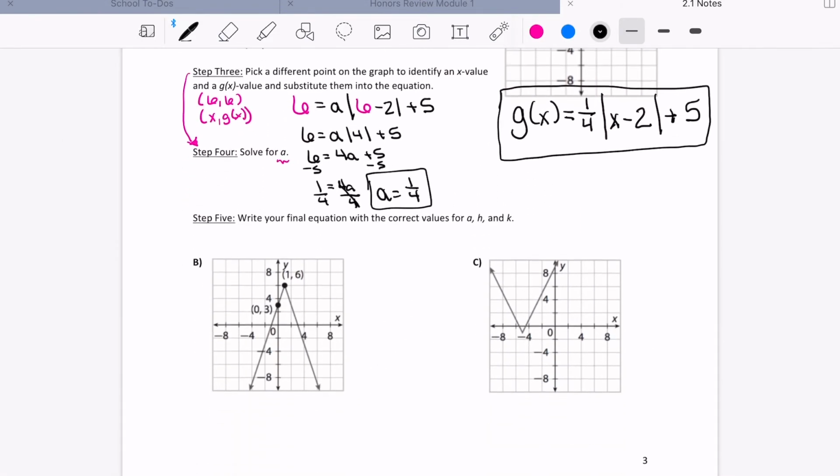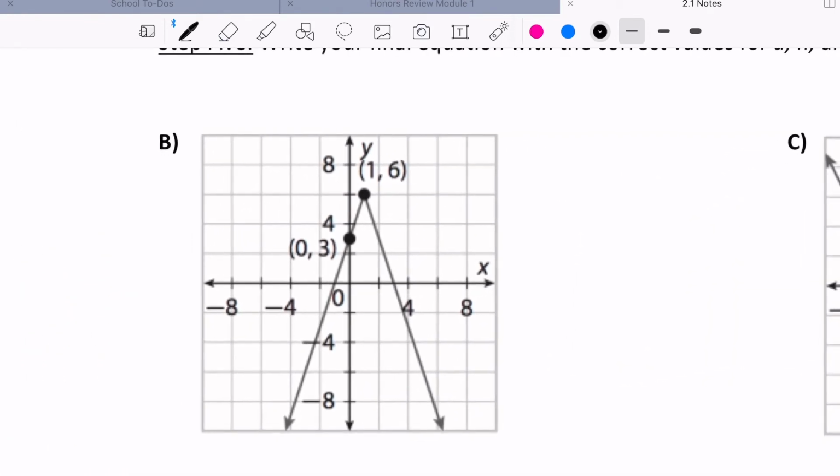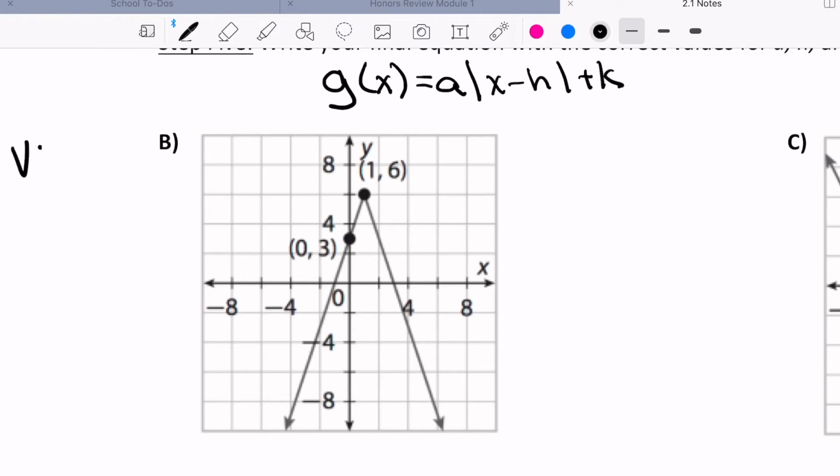Let's do one more together. Let's do b. First of all, remember, start off with your skeleton function. Until you memorize this, write it down. G of x equals a times the absolute value of x minus h plus k. Identify your vertex. And I'm going to do this all at once so that you can see how you can save time as you go.